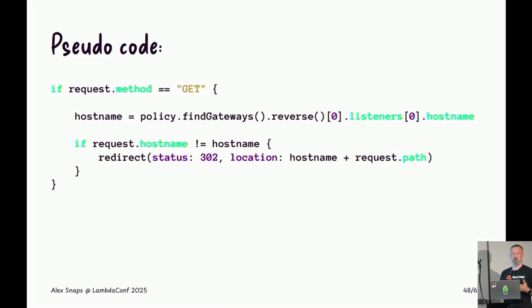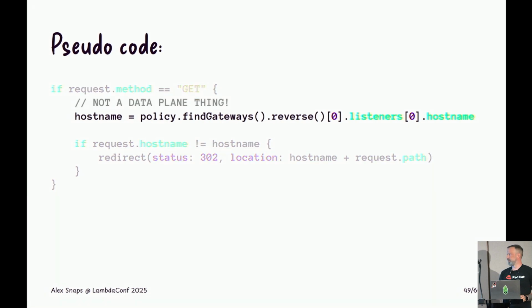So this is pseudocode that, let's say, would do that. So policy, find gateways, reverse, because the eldest one is the first one. So we reverse the thing, we find the youngest one or the most recent one, get the first listener out, get the host name, and do the redirect, right? That seems about what somebody would want to write. The problem is that that line is not a data plane thing. That's all the stuff that happens on the control plane when you wire your entire world up.